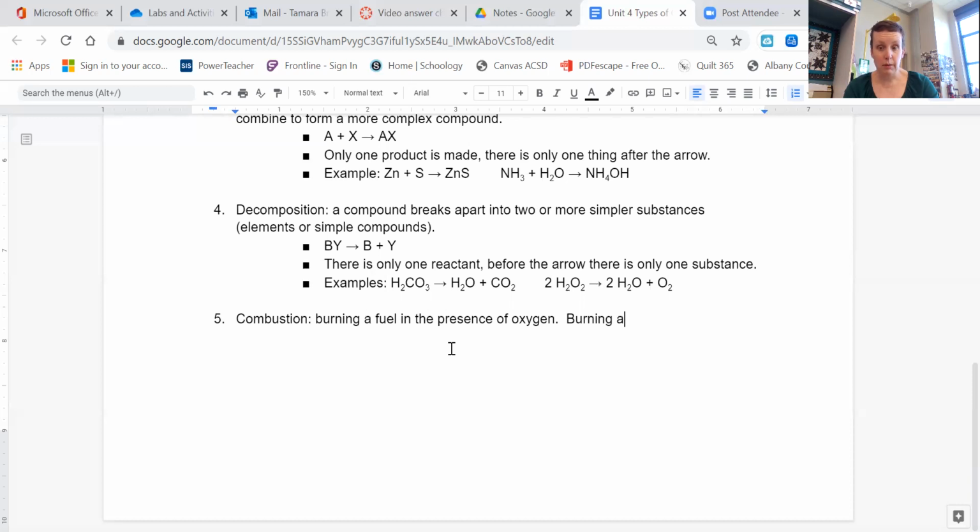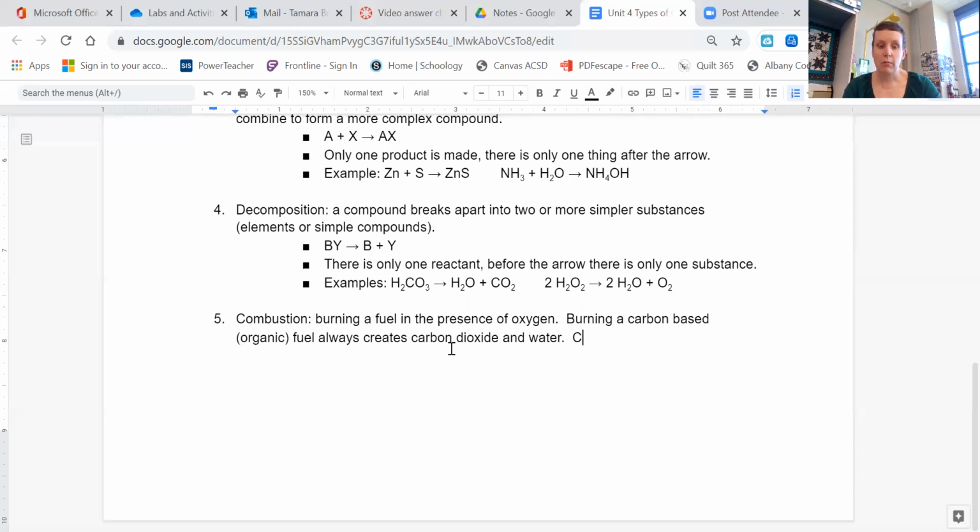Burning a carbon-based fuel. Remember, carbon-based, there's a word for that. We've learned it. It's organic. So anything that has carbon as its base is going to be organic in terms of fuels, okay? Burning a carbon-based or organic fuel always creates carbon dioxide and water. Okay, carbon dioxide and water are always the products.